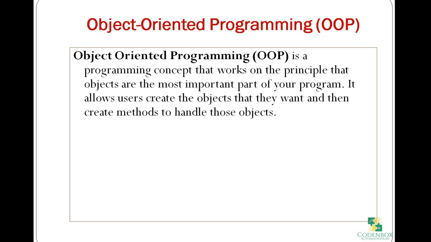So first we'll see what is object-oriented programming concept. Object-oriented programming is a programming concept that works on the principle that objects are the most important part of your program. It allows the user to create the object the way you want and then create methods to handle those objects. So it gives lots of flexibility for the programmer to create different objects and to handle them the way they want through the methods.